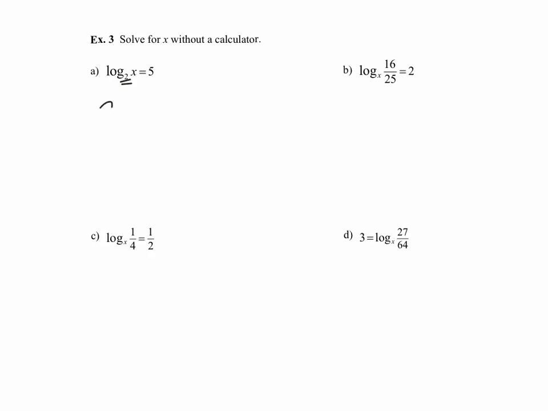So when we rewrite that in exponential form, we're going to have 2 raised to the 5th power is equal to x. And 2 to the 5th power is 32. So x is equal to 32. And you could leave it like this. Some instructors might want you to actually write it as a solution set using curly brackets. For me, either one is fine.